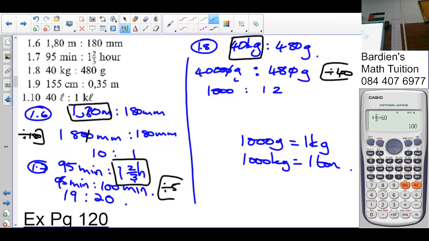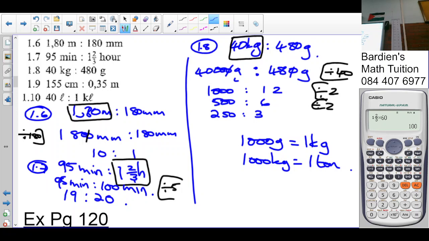But is that in the simplest form? No. What number goes into both? 2, right? Okay, divide by 2. So 1,000 divided by 2 is 500. 12 divided by 2 is 6. Is that in the simplest form? No. What number goes into both? Sorry? 2. So 2 goes into 500 250 times. 6 divided by 2? 3. So the simplest ratio of 40 kilograms is to 480 grams is the same as 250 is to 3.